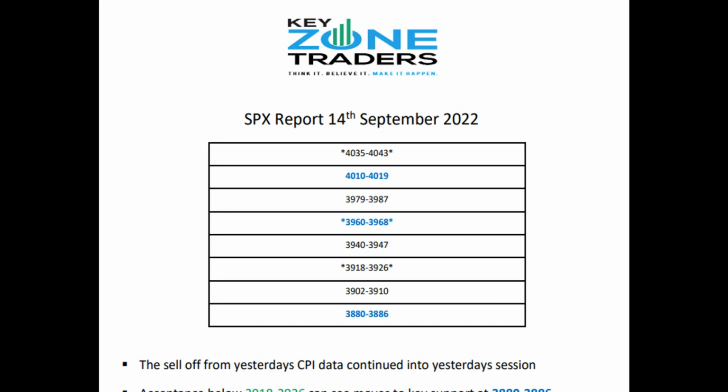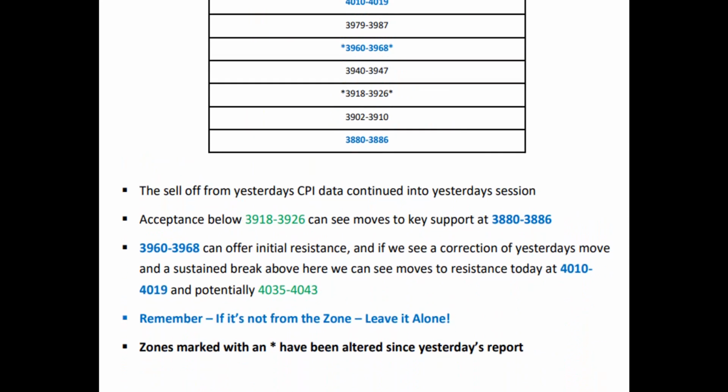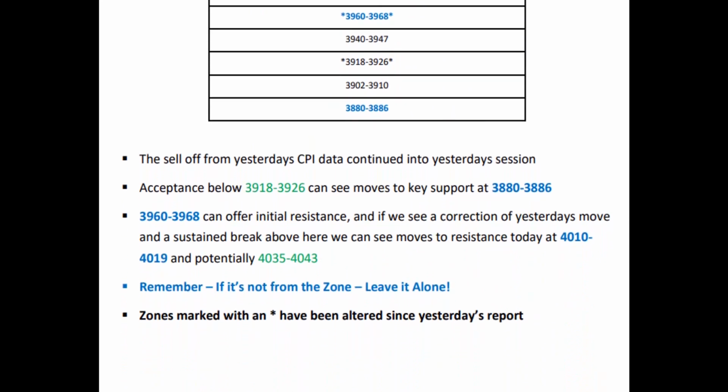So start with the S&P from yesterday. These are the zones that we had yesterday, and from the commentary we said that acceptance below 39.18 to 39.26 could see moves lower, and 39.60 to 39.68 can offer initial resistance. So let's go and have a look at yesterday's session on the S&P.